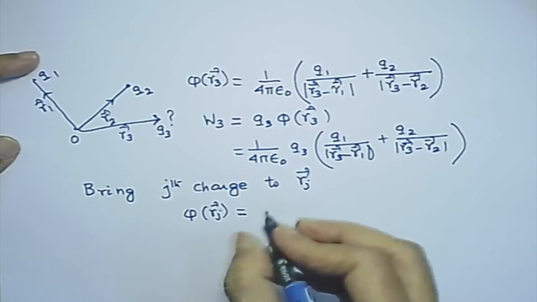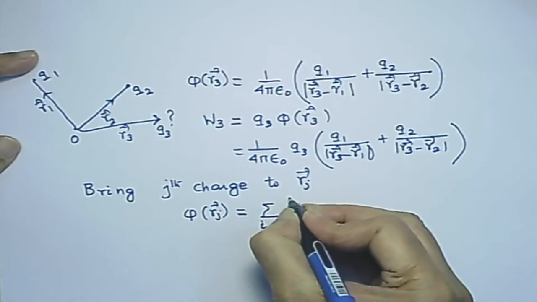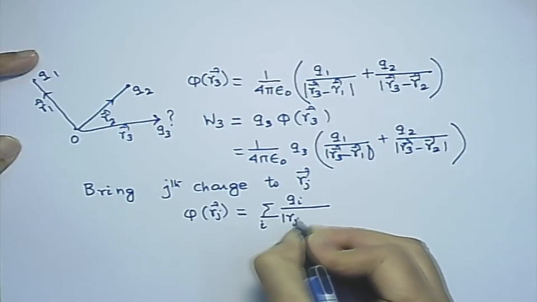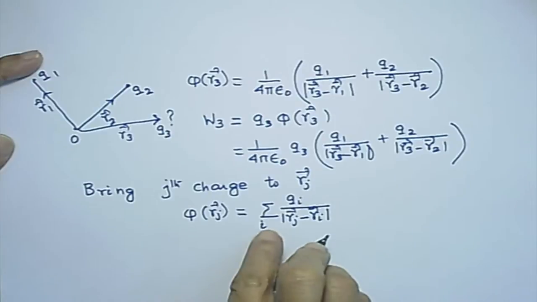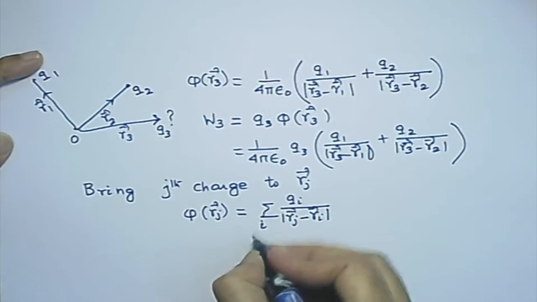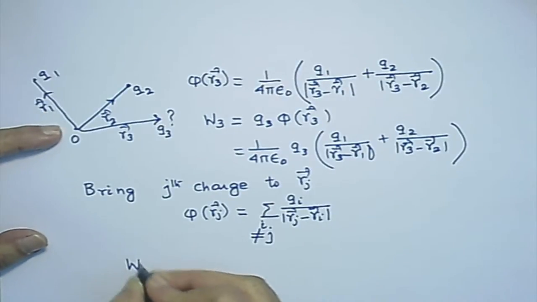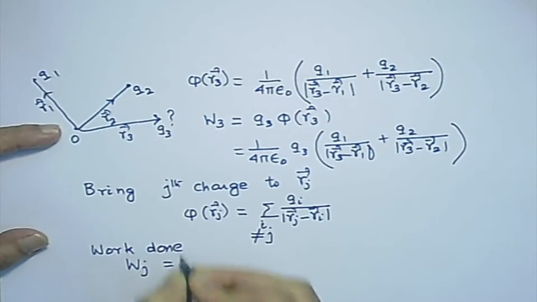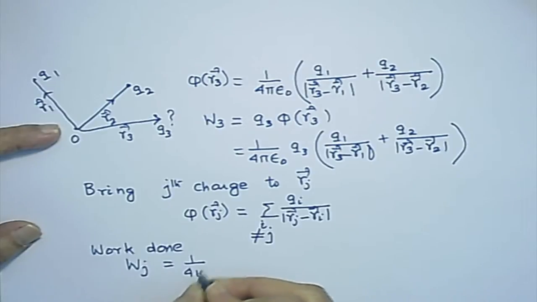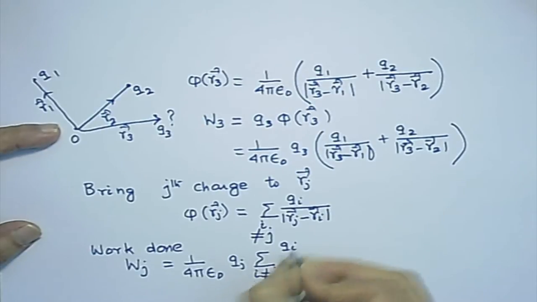That potential at the position of Rj is given by the sum over i of Qi divided by modulus Rj minus Ri. I have to realize that since my charges are not at the jth position yet, my summation over i should not be including j. So this is my potential at that point. Therefore, the work that is to be done in bringing the jth charge will be equal to 1 over 4 pi epsilon 0 Qj sum over i not equal to j of Qi by Ri minus Rj.